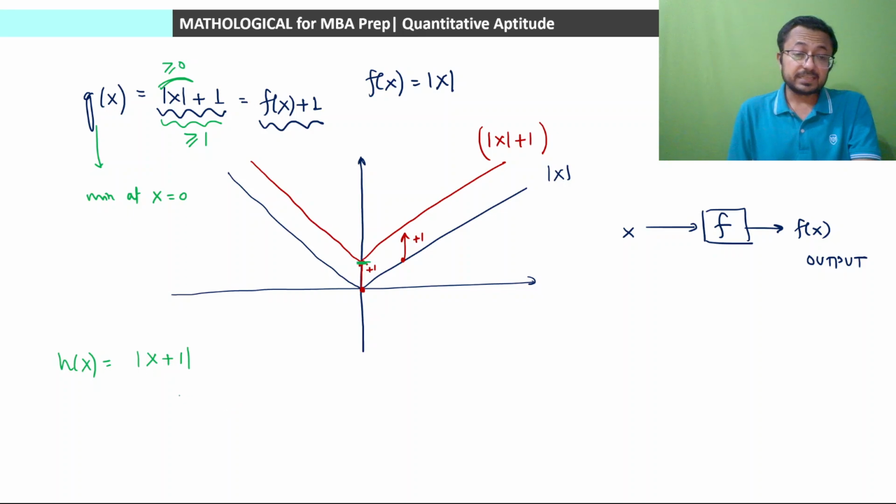अच्छा, in case of h of x में हमारा mod is outside x plus 1, यानी कि x plus 1 पे मॉडुलस लगा है, modulus of x plus 1. So this will always be, h of x will always be greater than or equal to 0.